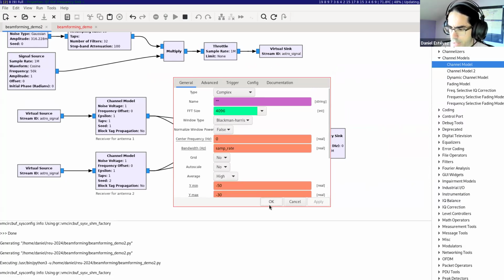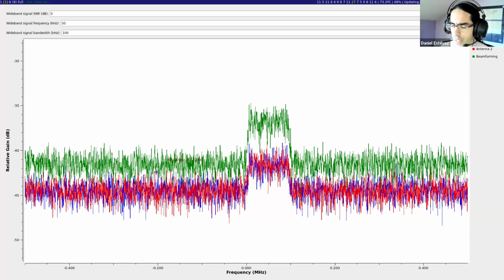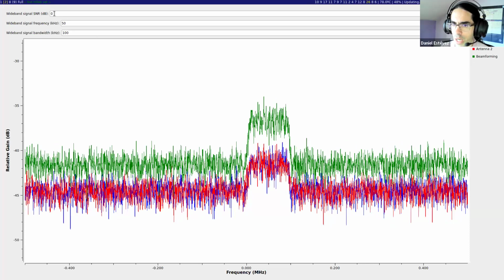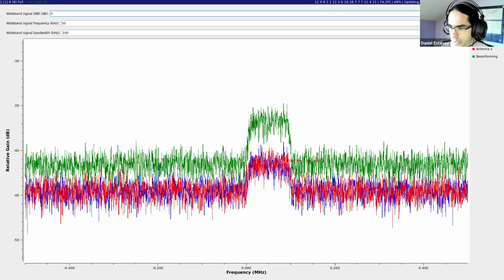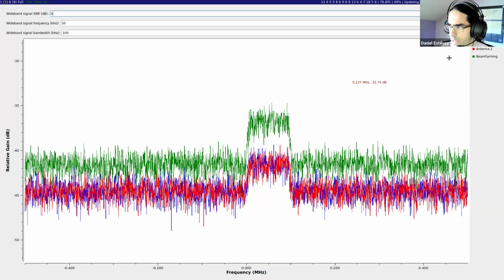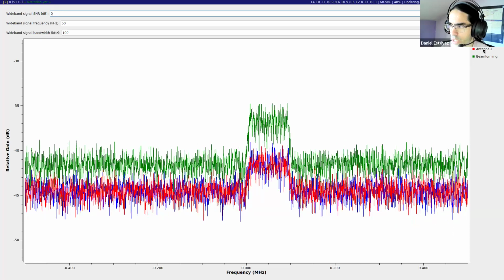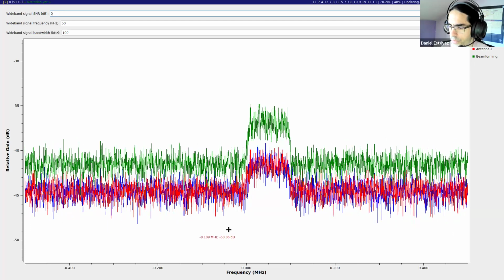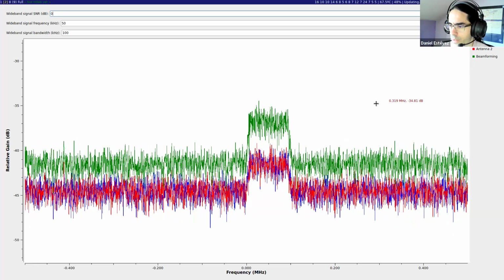Yeah, average height. So that's the reason why it's dropping down slowly. And you can see with an SNR of 0, we have the signal a few dBs above the noise floor. These blue and red are antenna 1 and antenna 2, if each of them is receiving the same signal power, and then we have beamforming.